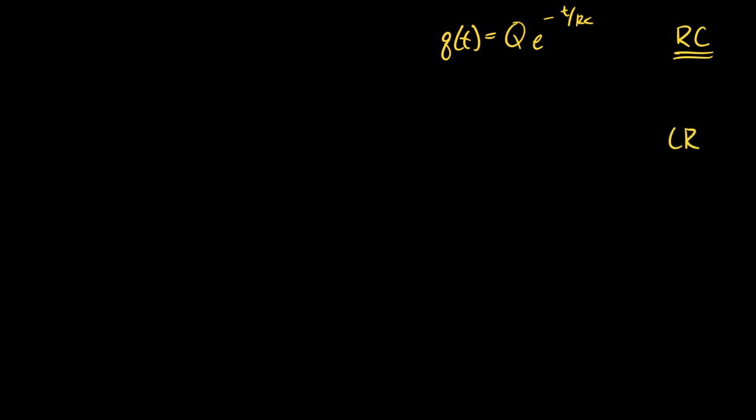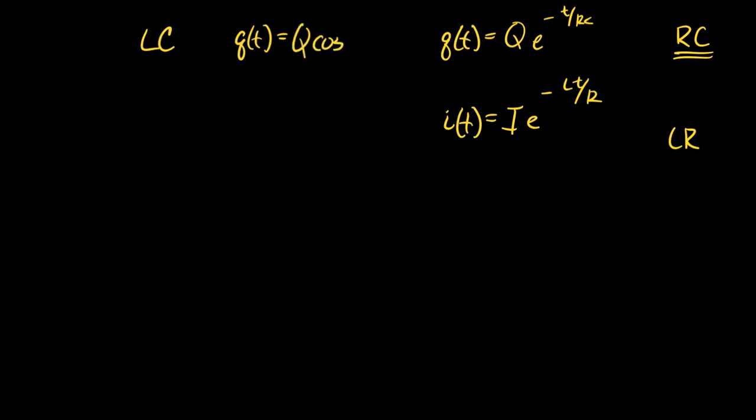Do you remember what that one looked like? Now we couldn't use Q, but we used current, right? So current as a function of T was some maximum current, e to the minus LT over R. Now we know that if we have an LC circuit, we get Q equals Q max cosine of T over the square root of LC.